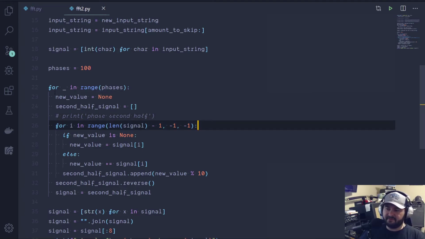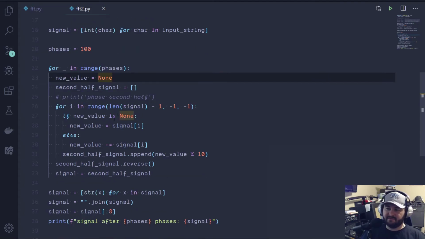So from there, I have my new value, which is just going to be a placeholder. I'm going to say if that's not there, go ahead and set it equal to whatever that signal is. So that would be 8 in the example we were looking at. If it doesn't, add that signal to it. So 8 becomes 15, becomes 21. Do the mod, and then append it to the second half signal. So that's just going to be an empty list. And then at the very end, I just reverse that, and that's my new signal, basically.